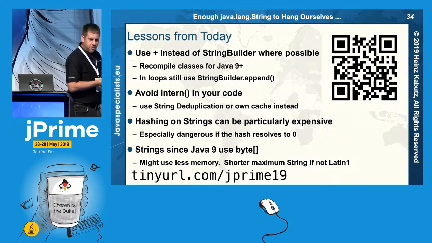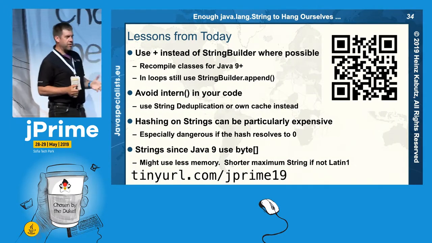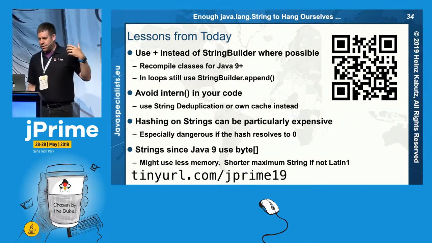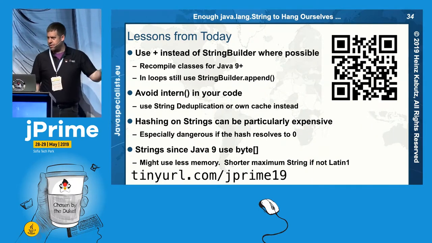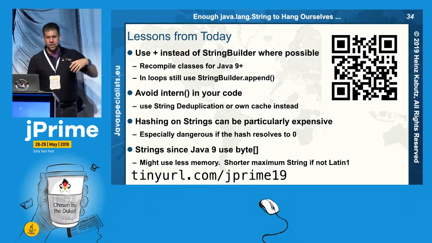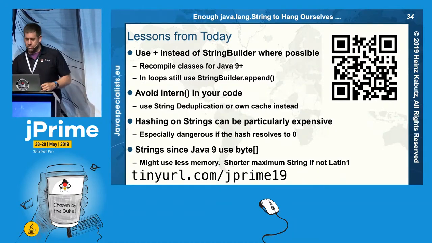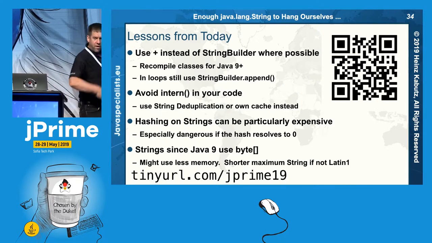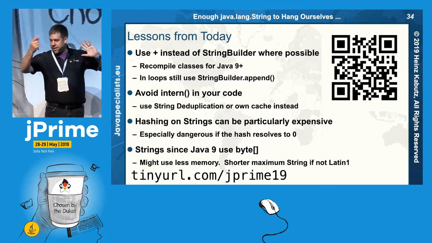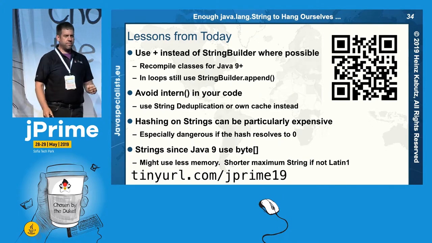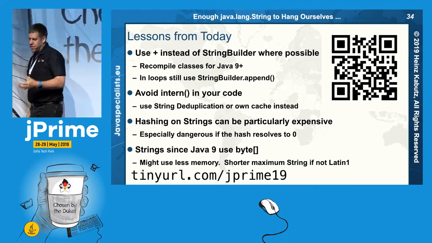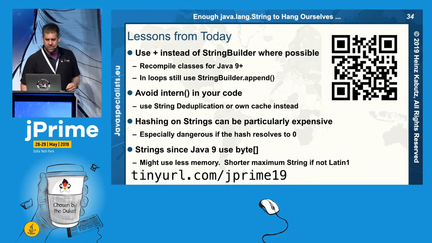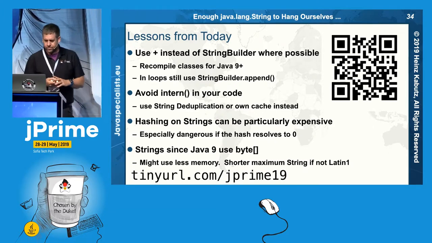So a few summary points from today. Whenever possible, use plus instead of string builder. And when you're going from Java 8 to Java 11 or 9, you need to recompile your code to get the most optimal code. If you write a loop, and inside the loop you're appending strings, you still want to use String Builder. But in real code, I don't see that very often, that somebody's actually having a loop and appending strings in a loop.